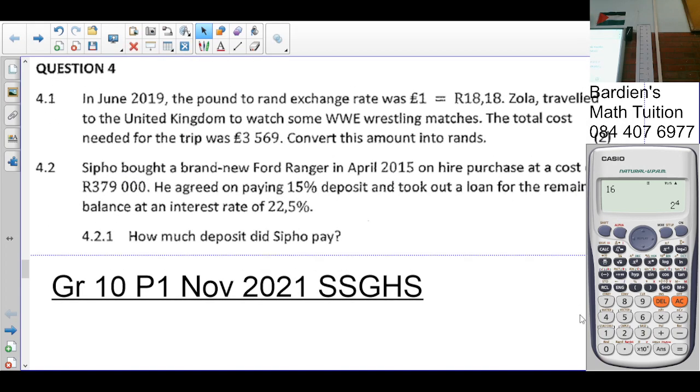In January of 2019, the pound to rand exchange rate was 1 pound is equal to 18 rand and 18 cents. Zola traveled to the United Kingdom to watch some WWE wrestling matches. The total cost needed for the trip is 3,569 pounds. Convert this amount to rands.